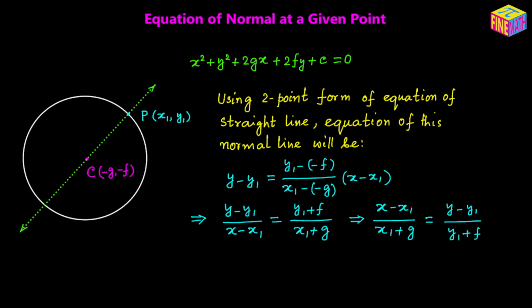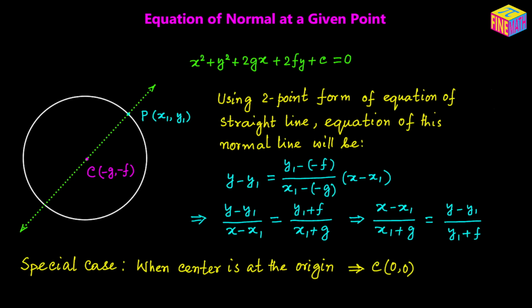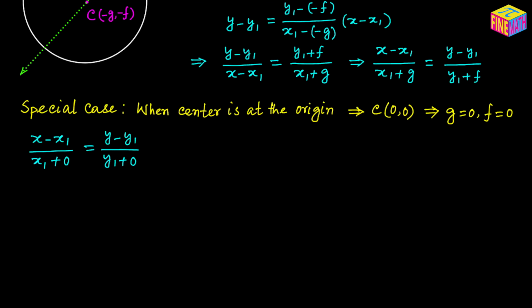What if the center of the circle is located at the origin? Well, in that case, the coordinates of the center would be 0, 0. That means the value of g will be 0. Similarly, value of f will also be 0. So now let's plug in the value of g and f in this equation. I mean we are going to use 0 in place of g and f. So the equation could look like this, and from there we can write it like this.